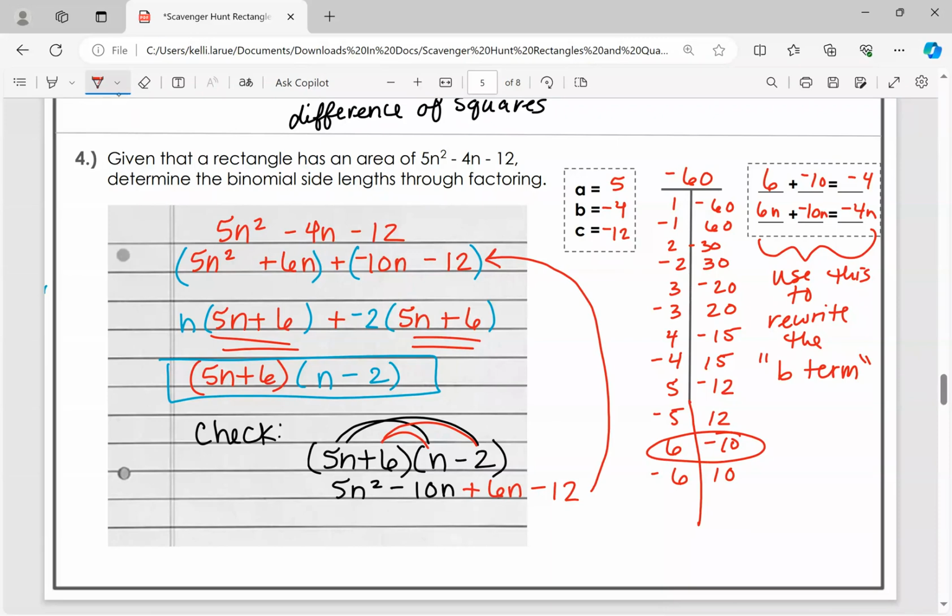Anyhow, so let's go ahead and combine our like terms. We're going to have 5n squared minus 4n minus 12. Okay, so this checks out. Again, so moving forward, this will be a requirement for you when you are factoring.